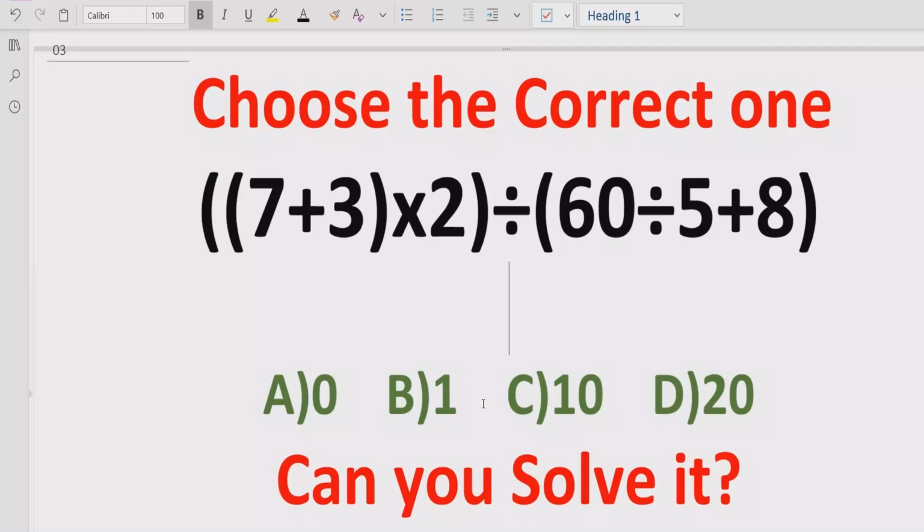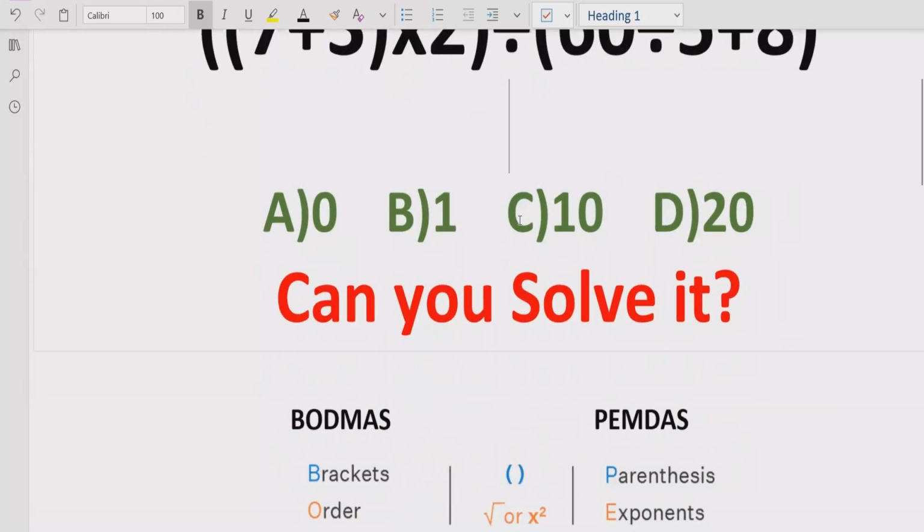Today we will solve another quiz which is related to arithmetic expression. The quiz contains the basic operations plus, multiplication and division. So we have to solve this quiz using PEMDAS and BODMAS method and find out the correct answer. In the answer list we have four answers. A is 0, B is 1, C is 10 and D is 20. So let's see after solving it which answer is correct.